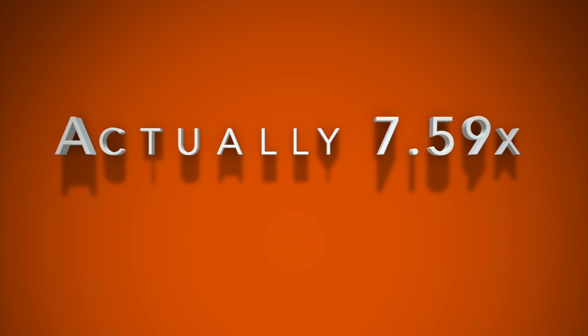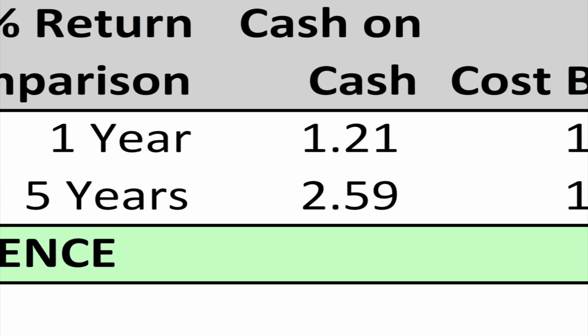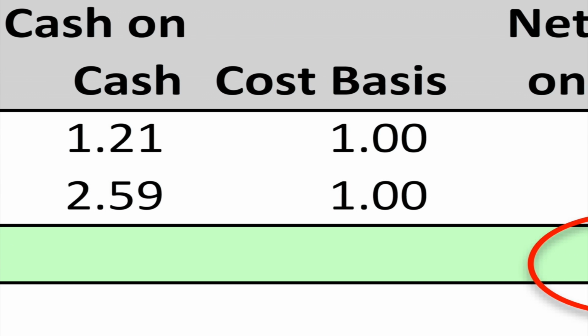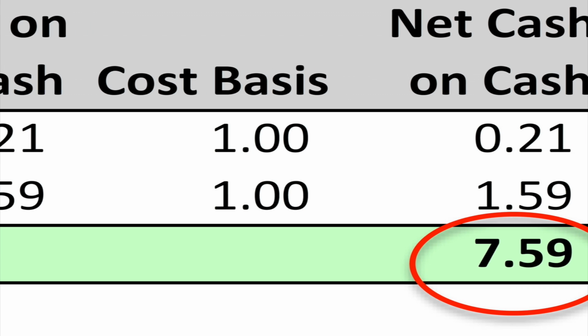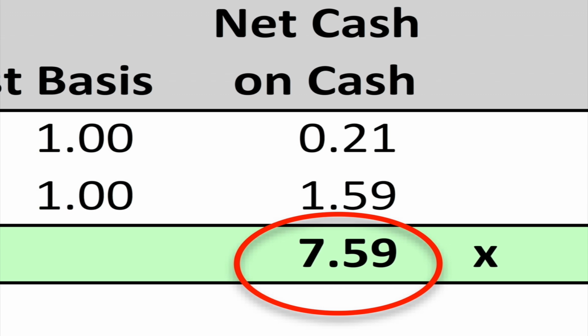It's actually close to 8 times a difference in cash-on-cash return once you subtract out the cost basis. So if you subtract out the cost basis, you're comparing 0.21x to 1.59x, a difference of 7.59 times.